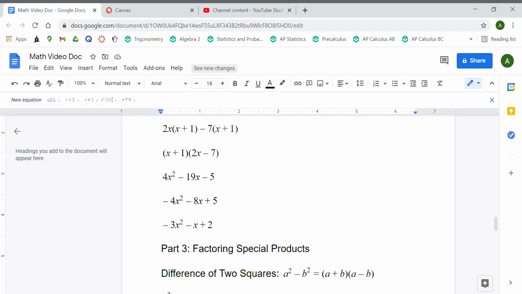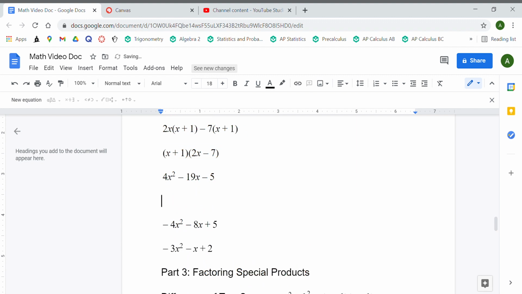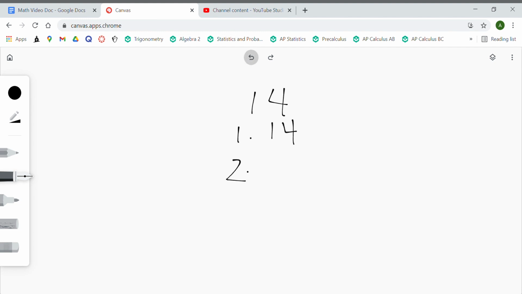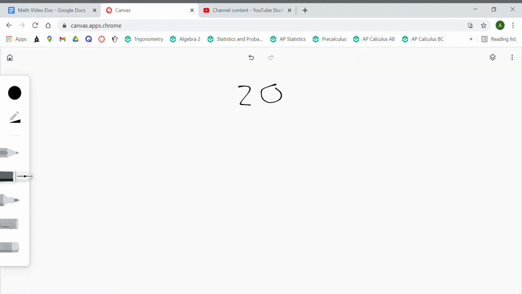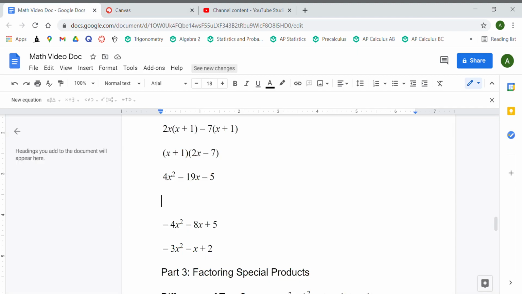Now I want you to try this one. We now have 4x squared minus 19x minus 5. I want you to pause the video and work this out on your own. Use that process that I just showed you. Note that our a value was 4 and c value was 5, so 4 times 5 is 20. We are looking for the factors that subtract to 19. Looks like it's going to be 1 and 20.